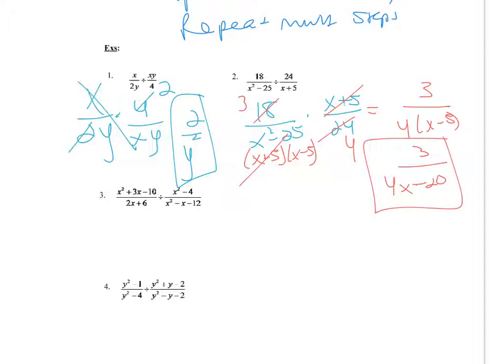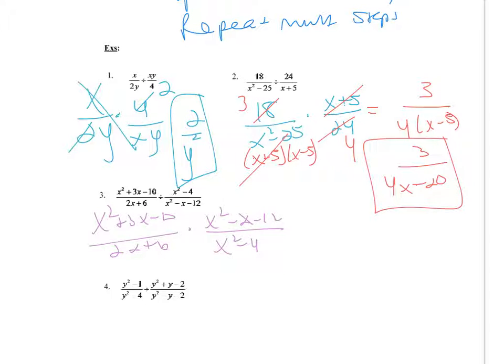Alright, second one, again, same idea, flip it first. So we have x squared plus 3x minus 10 over 2x plus 6, and then multiply by your reciprocal, so x squared minus x minus 12 over x squared minus 4. Alright, I want you to try this one, factor it, cancel what you can, get your answer, check with me in a second.